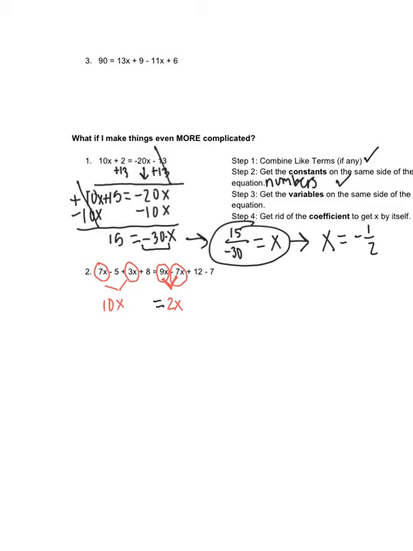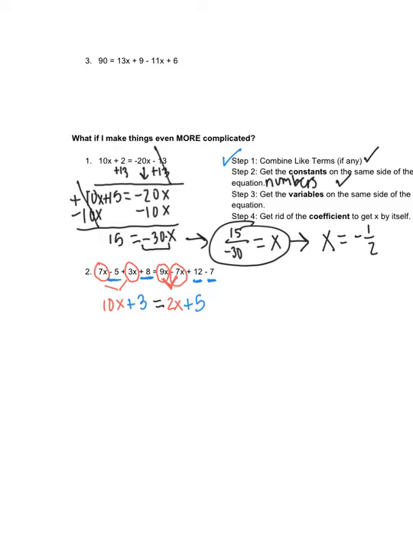I need to do the same thing with my constants. So I have -5 and +8, and then I have 12 minus 7. Well, -5 plus 8, and if you put that in your calculator, you would see this is just +3. So I'm going to add 3. Then over here, 12 minus 7 is +5. So now I've done step 1. I've combined like terms on both sides of the equation.